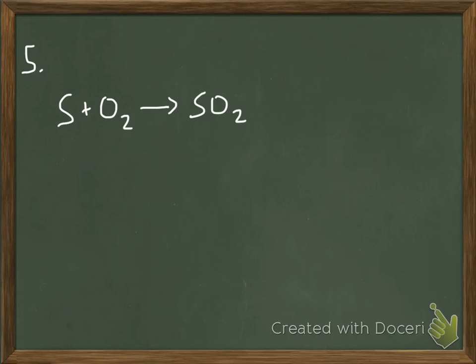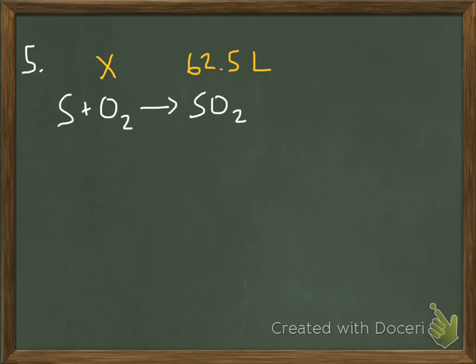Number 5. Let me find the question here. Okay, it says what volume of oxygen, so that's what the question is asking, what volume of oxygen, so we put an X over that, would be needed to produce 62.5 liters of sulfur dioxide.